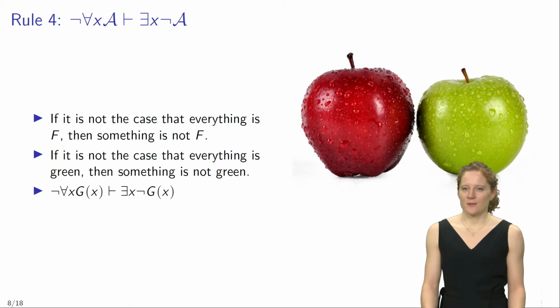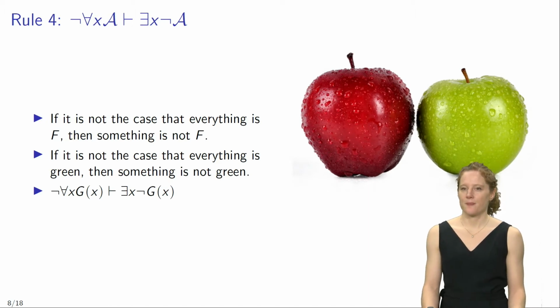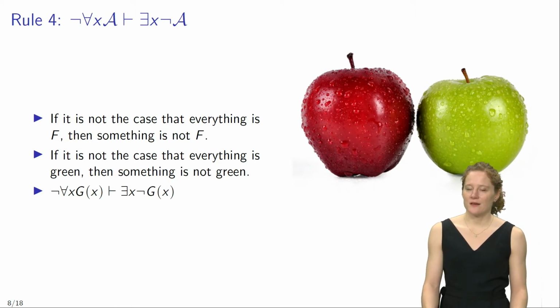The fourth quantifier conversion rule allows you to infer that something is not F from the premise that it is not the case that everything is F. So for example, if it is not the case that everything is green, then something is not green. Or formally speaking, if it is not the case that for all x Gx, then you can infer that there is an x such that not Gx.